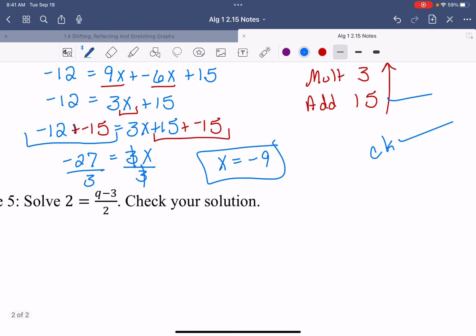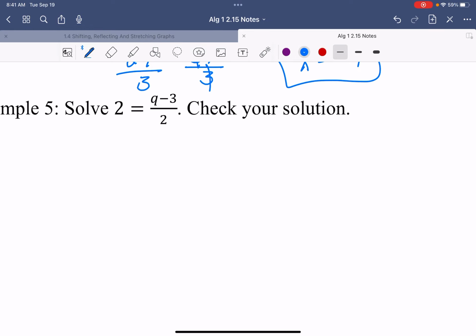Yep, it worked out. Okay, last one. At first glance, this one might look intimidating because it's got a fraction. Remember, that's not a fraction, that is a divide. Okay, dividing and fractions, same thing.